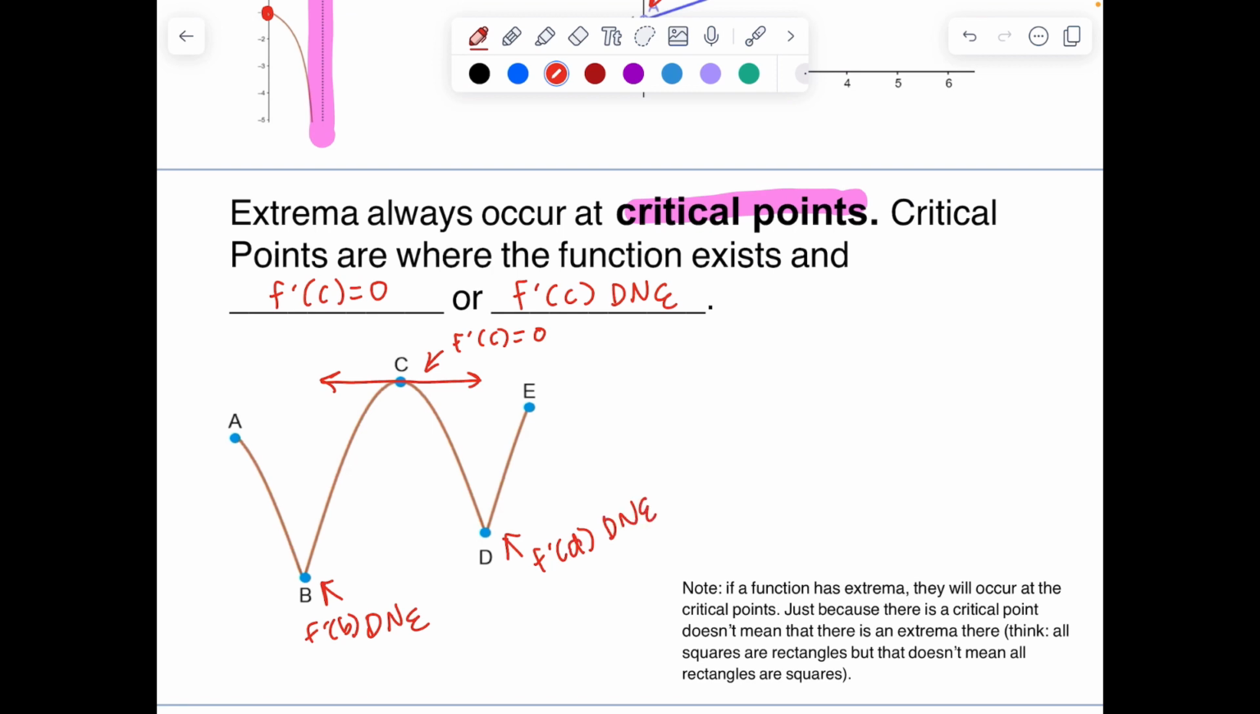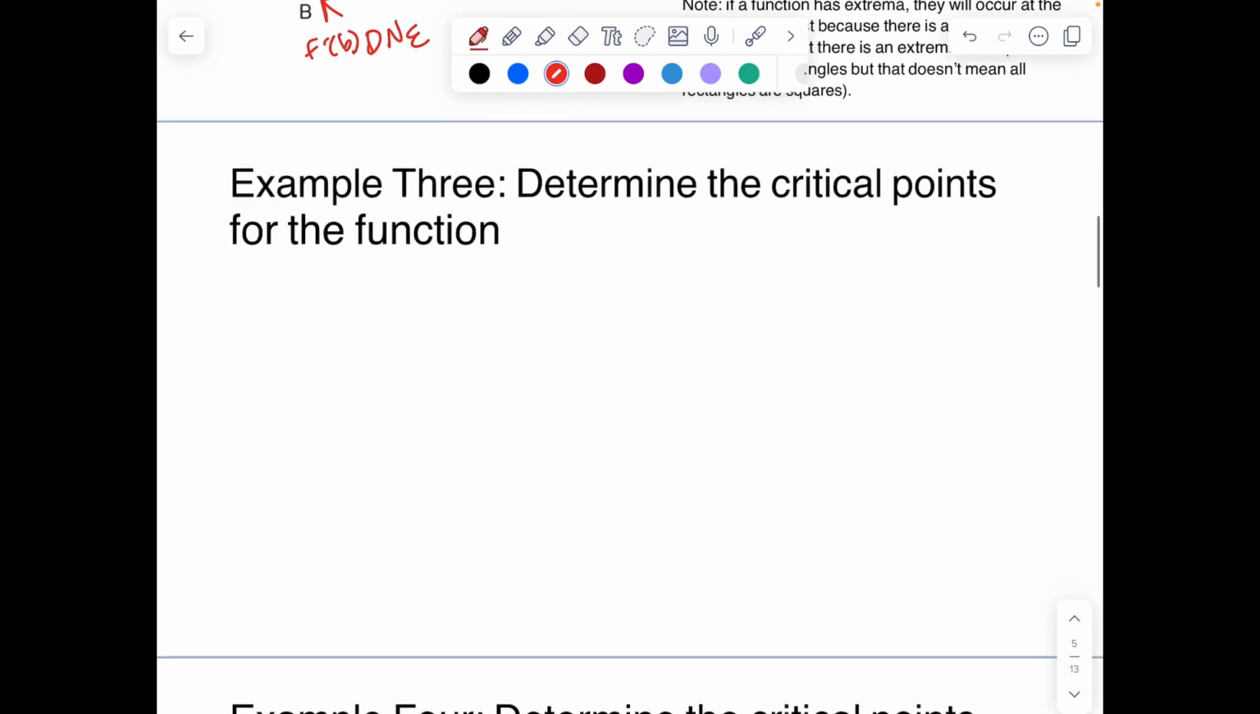I wrote one note over here as well. If a function has an extrema, it will occur at a critical point. So anytime you see a relative max, a relative min, etc., there's always going to be a critical point. If you look at the graph of the derivative, you'll see that the derivative either equals 0 or doesn't exist. But just because there's a critical point somewhere doesn't mean there's going to be an extrema there, and we'll see examples of that later. The concept is like a square technically fitting the rectangle definition, but just because a square is a rectangle doesn't mean rectangles are squares. So those are just extrema, and we're going to work mostly on critical points today.